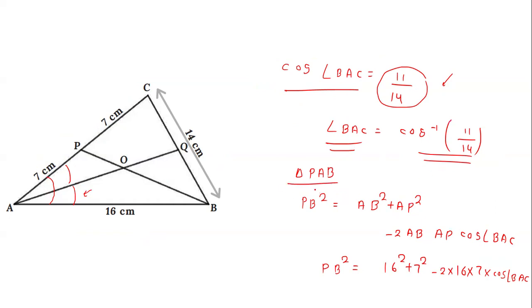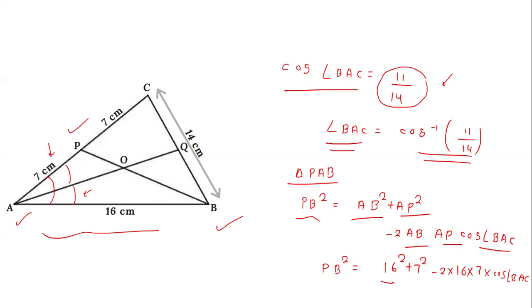So now you look at the triangle PAB. This is the P, this is A, this is B. So in this triangle, by the cosine rule, you can write PB square as AB square plus AP square minus 2 times AB, AP and cos of the angle between these two arms. Like the one is AB and one is AP.